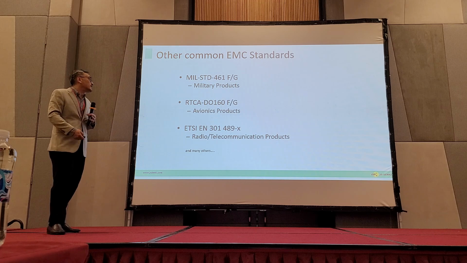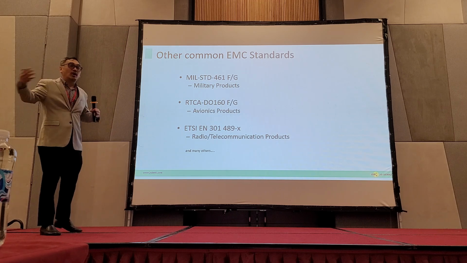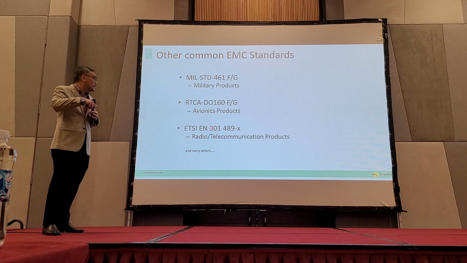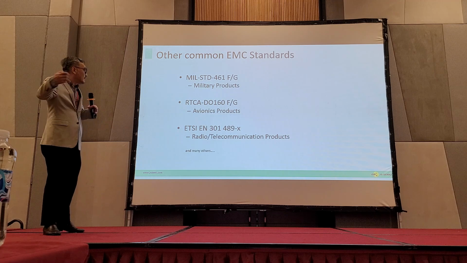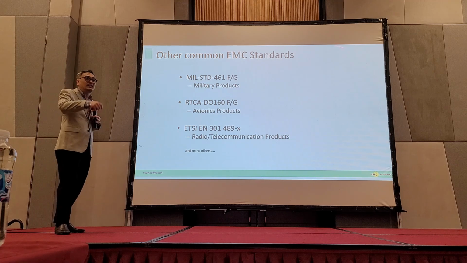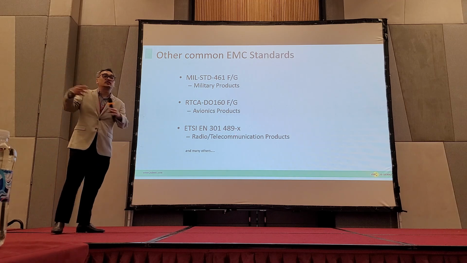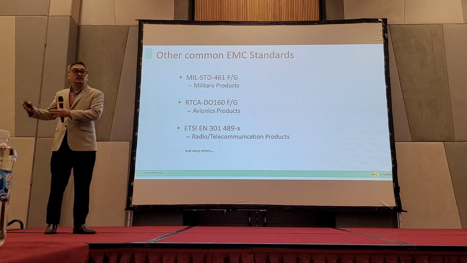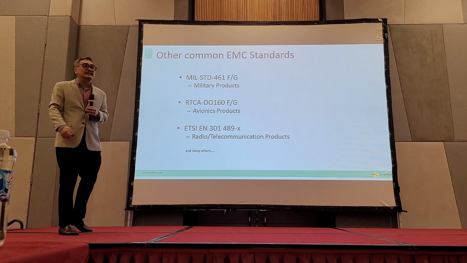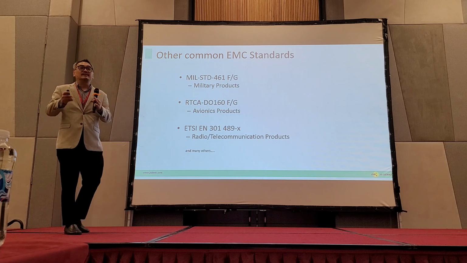Of course, there are some other standards for different products. Military has its own standard, MIL-STD-461. For avionics, meaning aeroplanes and helicopters, DO-160. And then for telecommunication products, ETSI 301 XXX, so they have many different types of telecommunication products, for Bluetooth, for Wi-Fi, for GSM, 2G, 4G, 5G, 6G, 7G maybe in the future. It's usually under the ETSI standard for wireless products. So EMC is about testing to the standards.